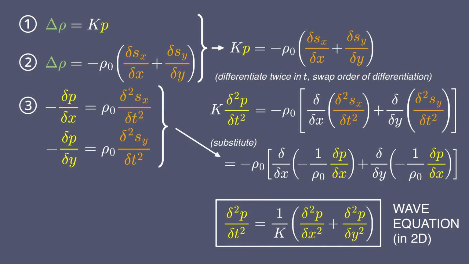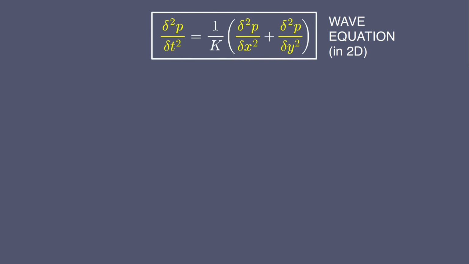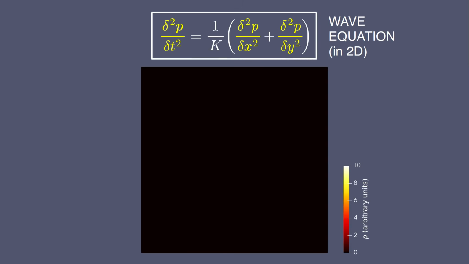From here, we're going to take this wave equation and see what the implications are. One solution is p equals 0, so if we have no waves, then we continue to have no waves, but that's not very interesting. If we introduce a disturbance, then we get a wave propagating outwards.